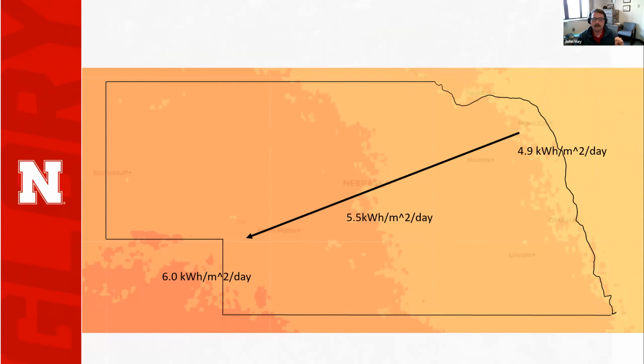That's how much sunlight energy falls on the Earth's surface per square meter per day. But when we look at that trend across Nebraska, we see about 13% more sunlight in the southwest than in the northeast. And if we put a solar panel up that's going to take that sunlight in and turn it into electricity, we're going to see a similar trend in production: slightly more production in the southwest than the northeast.